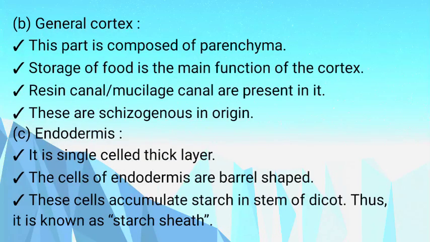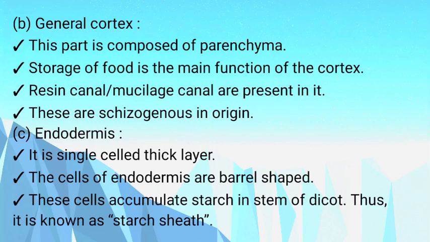Next one, general cortex. This part is composed of parenchyma. Storage of food is the main function of cortex. Resin canal or mucilage canal is present in general cortex. General cortex is schizogenous in origin.